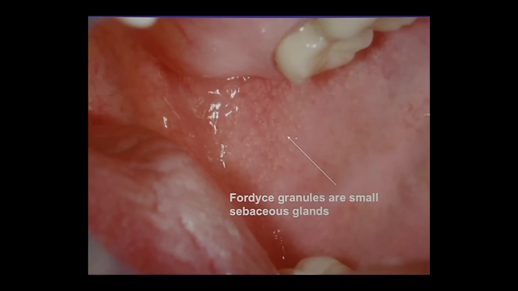So here we have Fordyce granules. Fordyce granules are these little ectopic sebaceous glands. And again, you could look at this buccal mucosa and say, oh my God, what's wrong with this patient's mouth? It's got all these white spots. No, these are just little ectopic sebaceous glands.